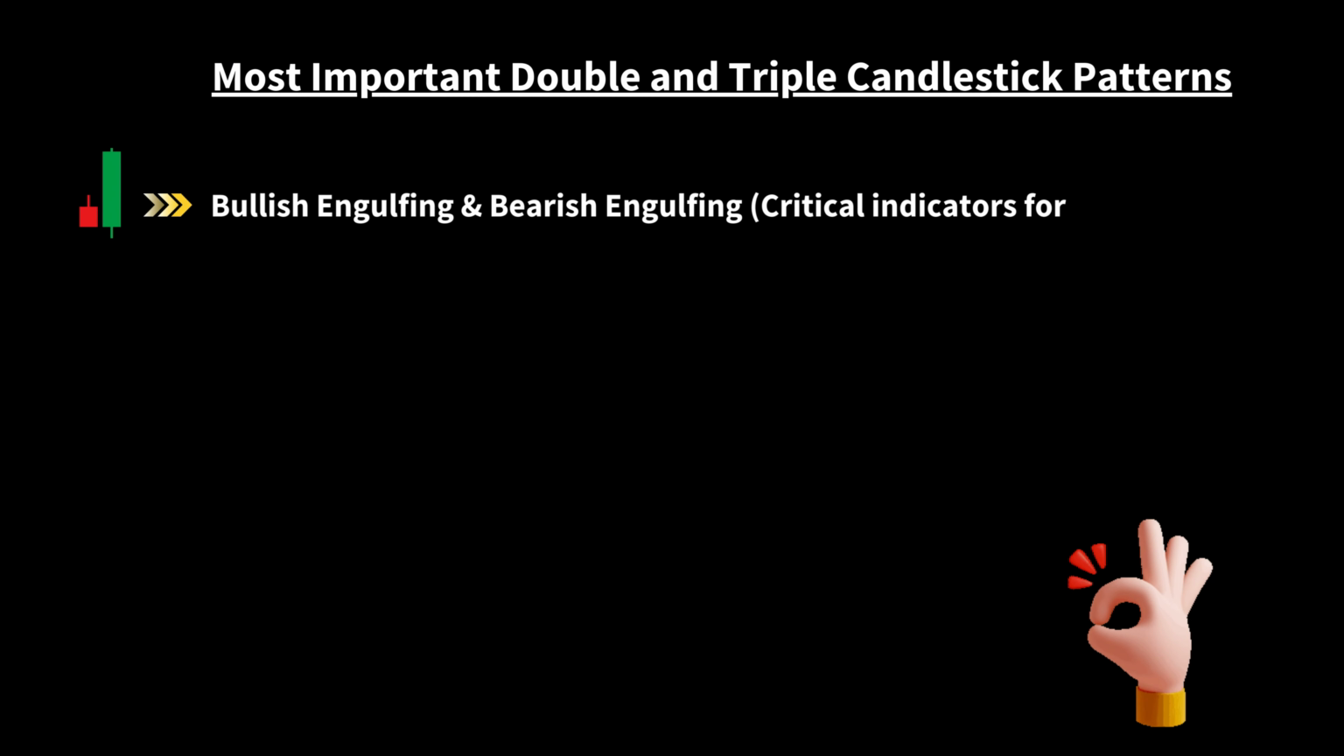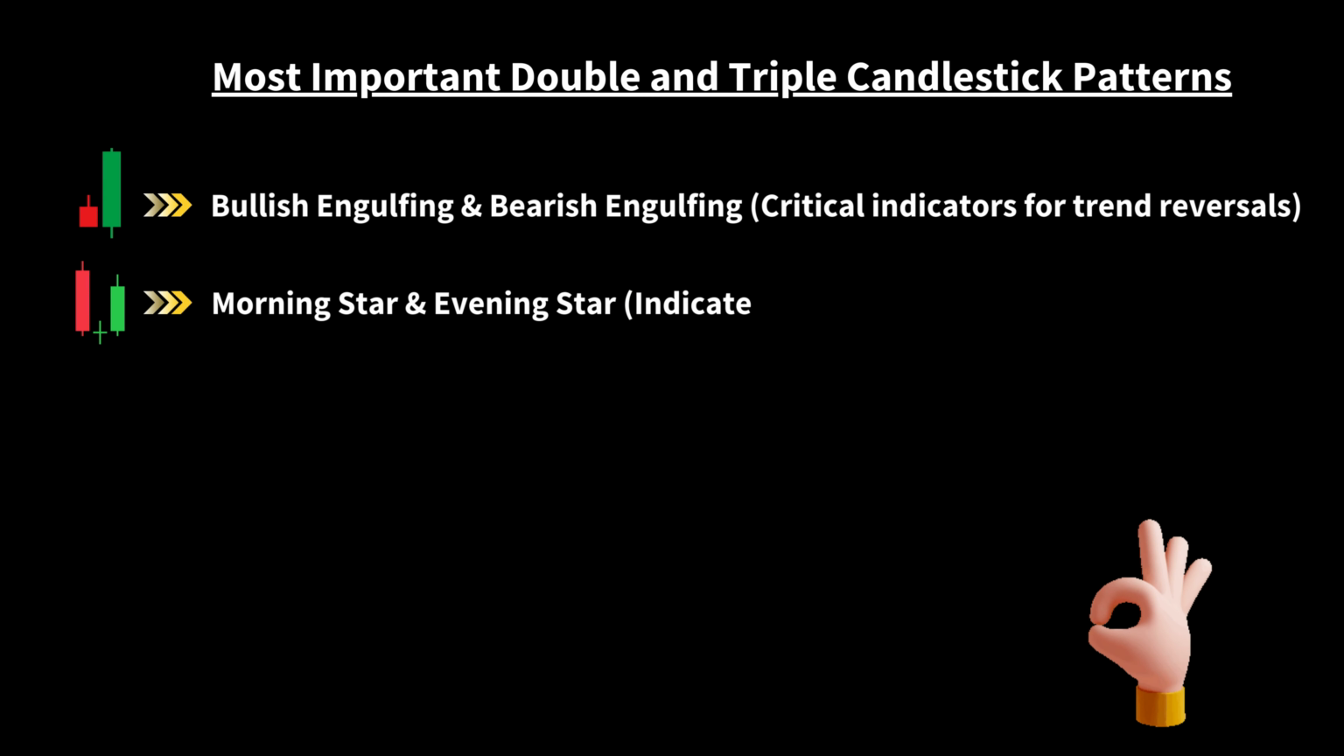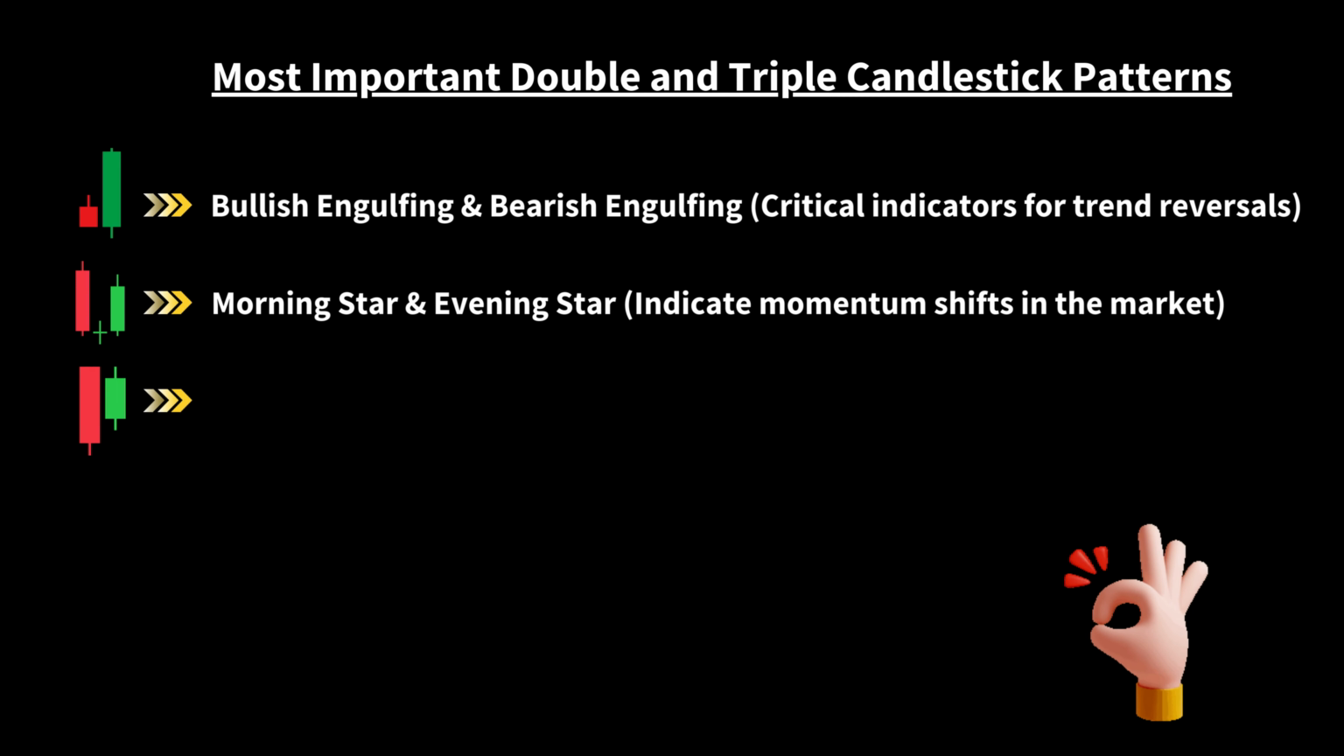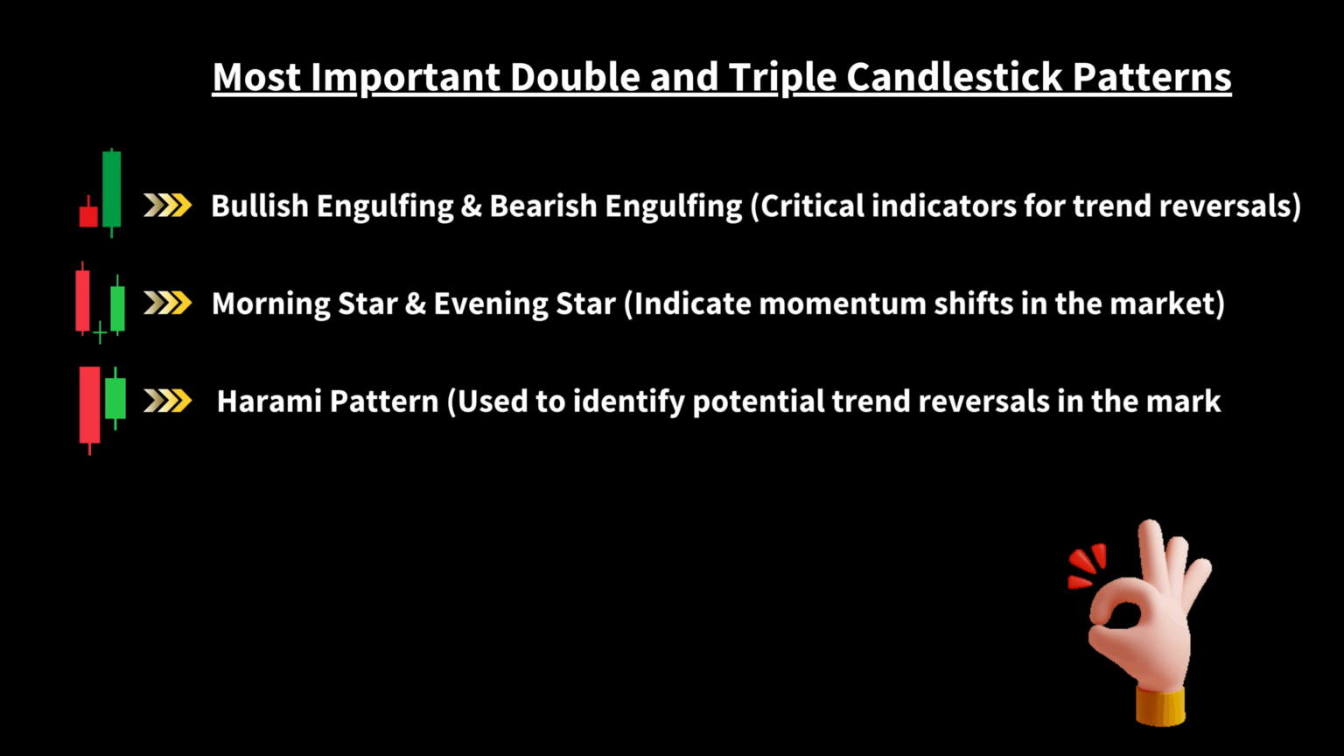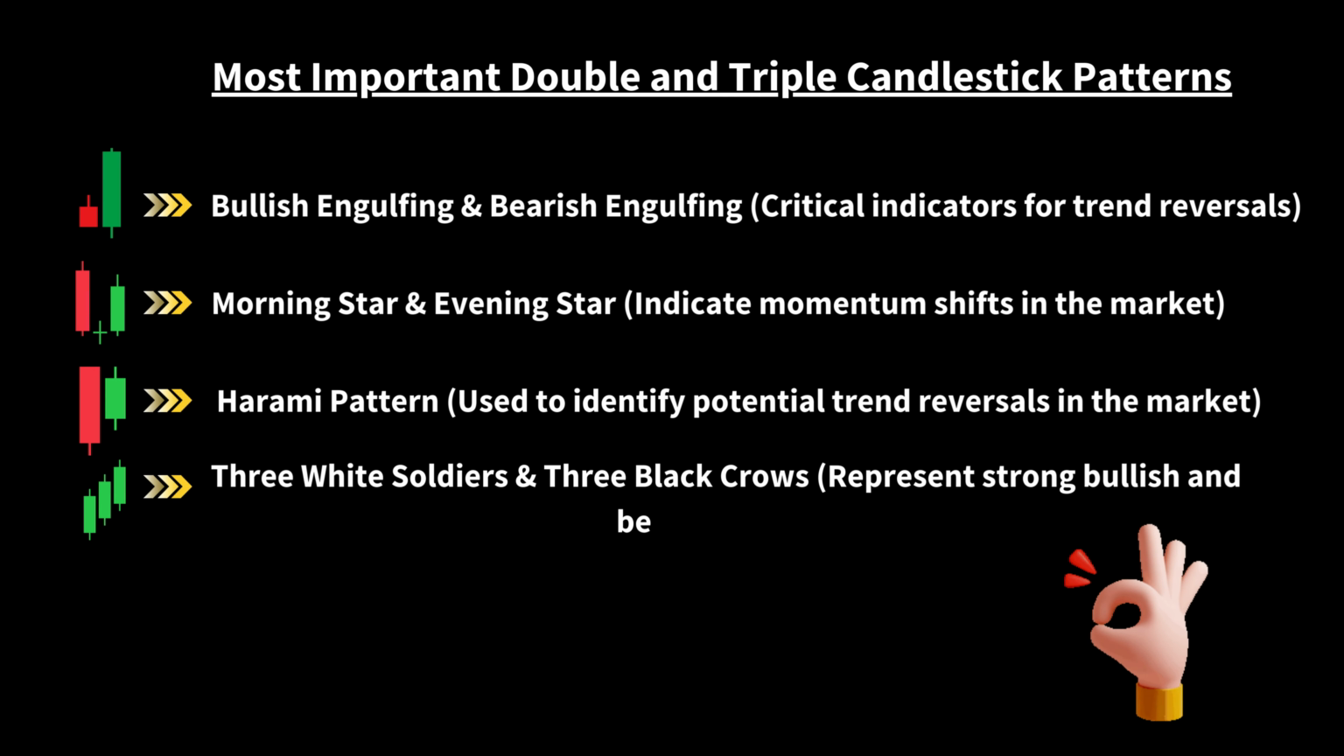Most important double and triple candlestick patterns: bullish engulfing, bearish engulfing, critical indicators for trend reversals. Morning star, evening star, indicate momentum shifts in the market. Harami pattern, used to identify potential trend reversals in the market. 3 white soldiers, 3 black crows, represent strong bullish and bearish trends.